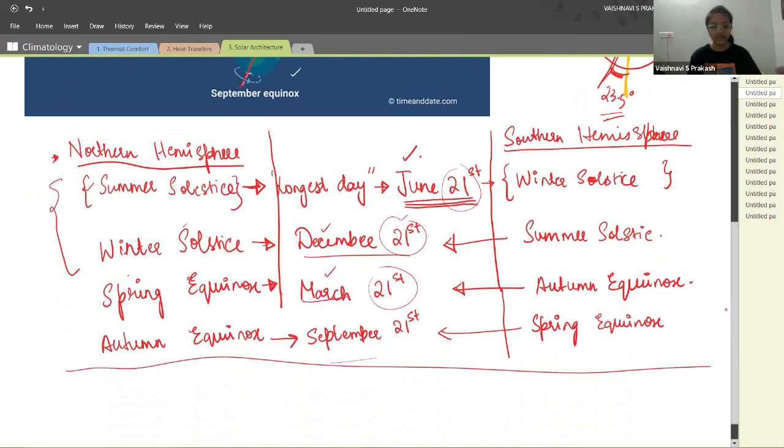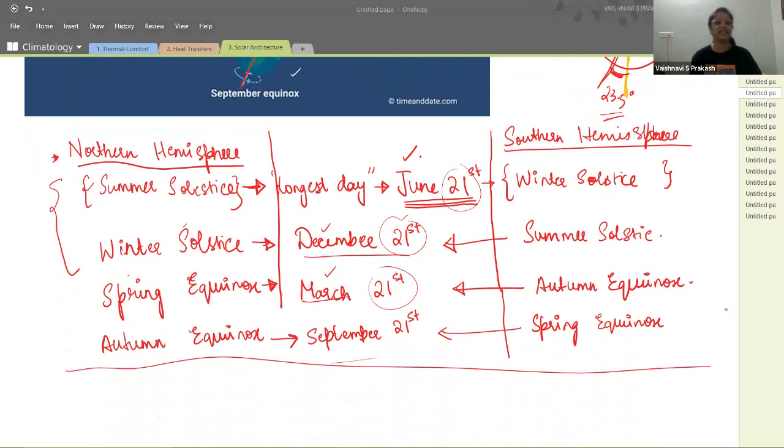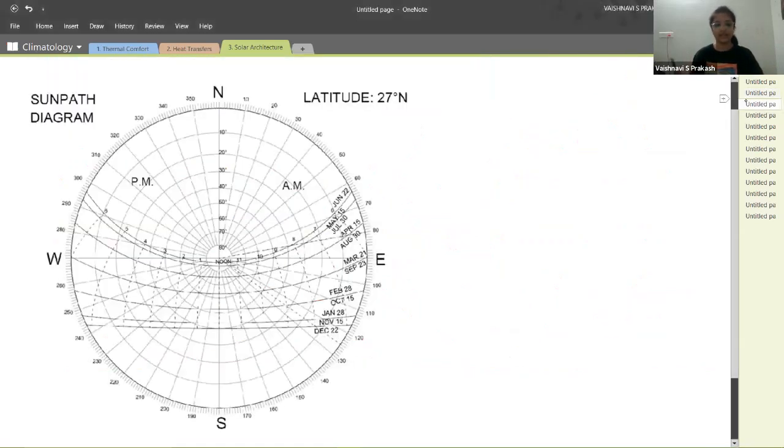Any doubts here? Shall I move on to the next slide? This is all, I think, 6th or 7th standard social studies we've learned. It's just a brush up, and we'll see how this is represented on a sun path diagram, which we all use. Any doubts here? No. All right, I'll move on to the next slide. You can just type in the chat. I'll always keep an eye on it if you're not comfortable speaking, or you can always unmute yourself and speak.